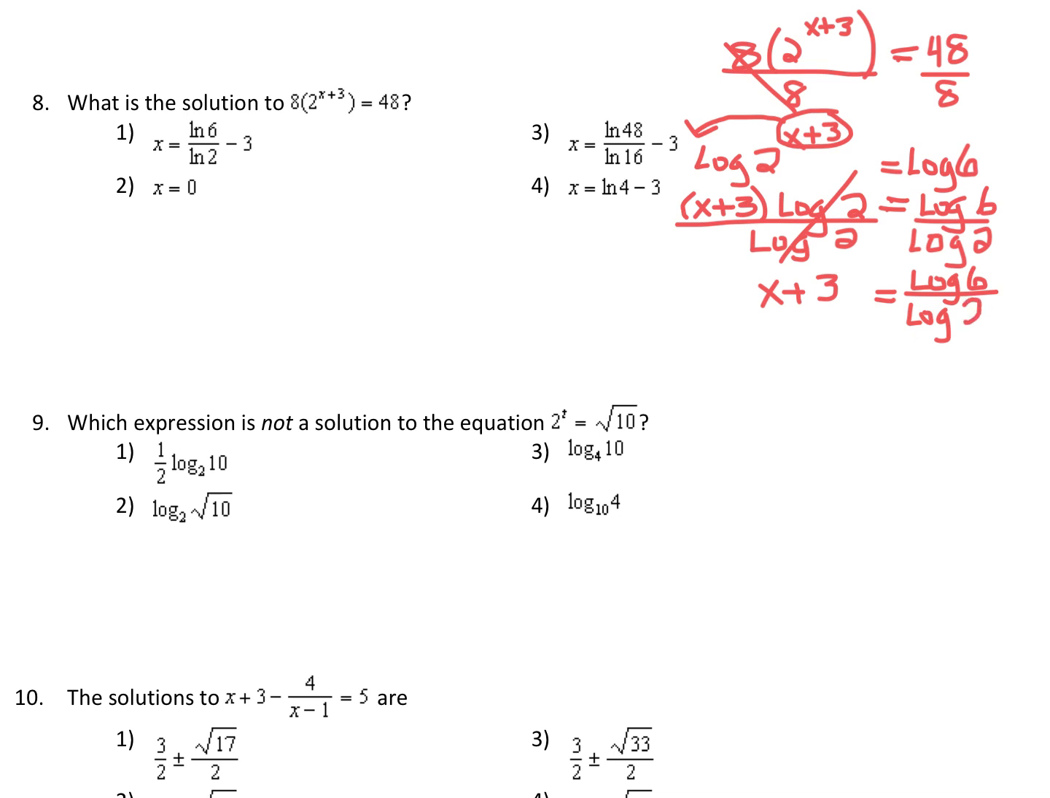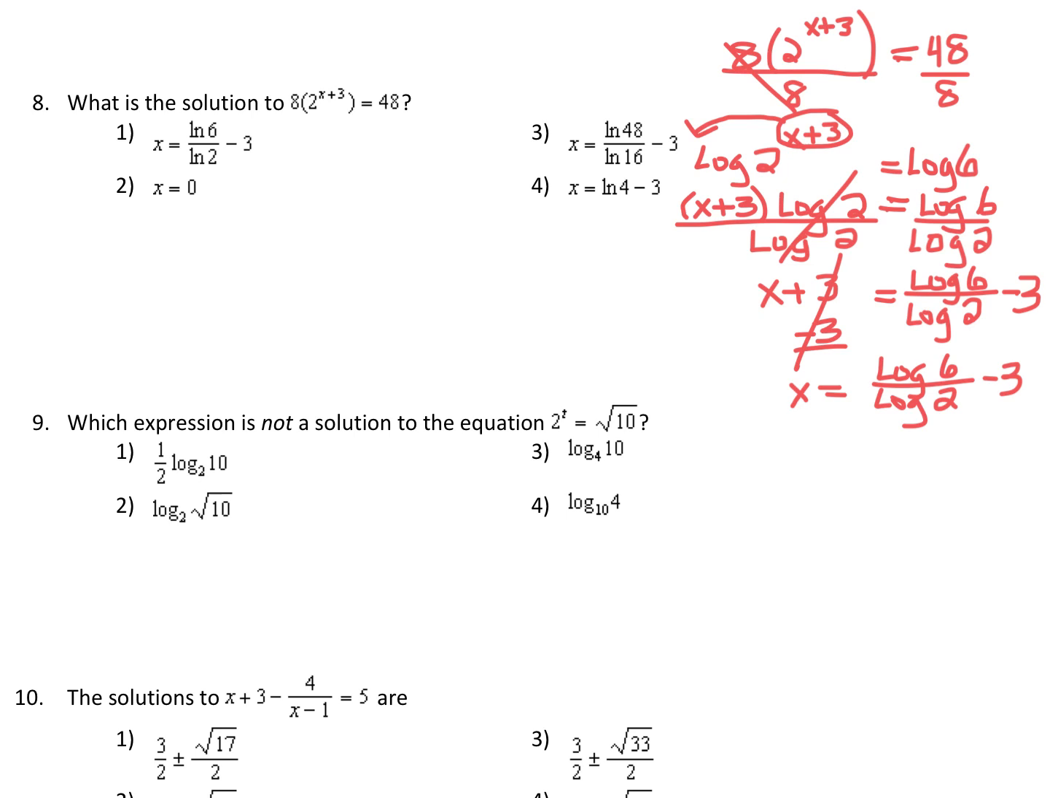Because we know to get the x by itself, we're going to subtract 3 from both sides, which I'm going to just put here because, again, I'm looking ahead at the answer choices. That leaves me with x, I'll rewrite it, x equals log of 6 divided by log of 2 minus 3.